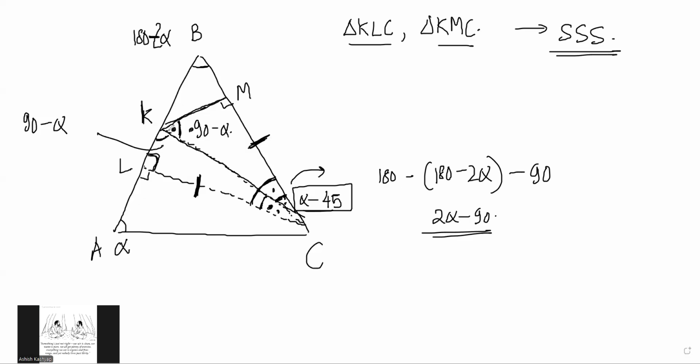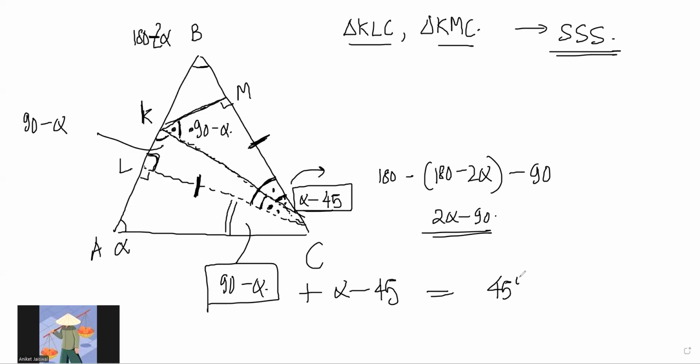So now what are we asked? We are asked for ACK. So we know this much was how much? Sir, AC gives 45, right? Yes, sir. 90 minus alpha and alpha minus 45. How are you getting 90 minus alpha? Sir, ALC is perpendicular, so ACL is 90 minus alpha. So 90 minus alpha plus alpha minus 45 comes to 45. So it is 45.